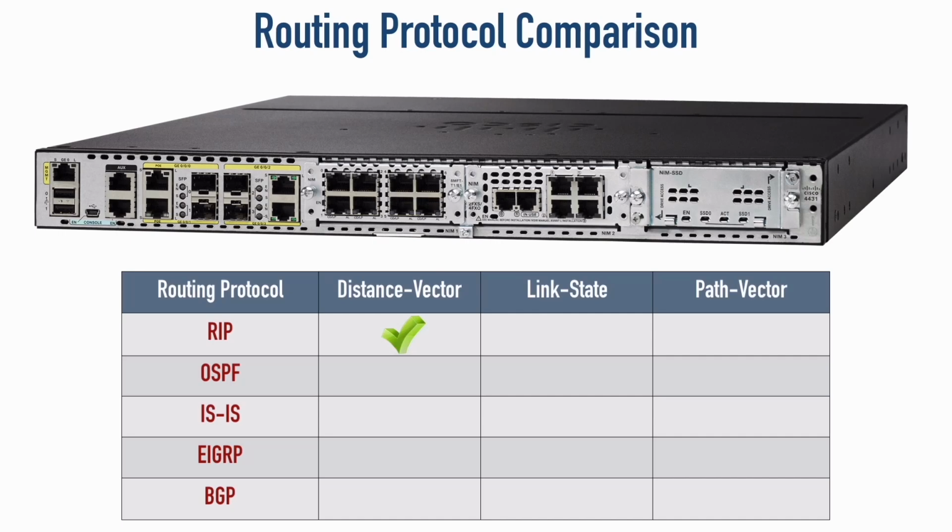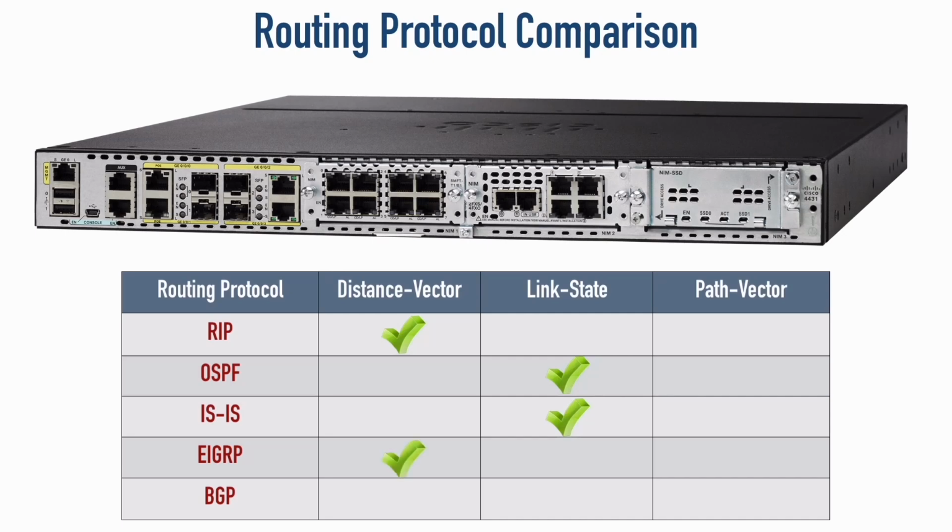Now, OSPF, the main focus of this Encore course, is a link state routing protocol. It's got a map of the entire topology. And IS-IS, Intermediate System to Intermediate System, that's also considered to be a link state routing protocol. And it also uses that Dijkstra algorithm. Now, EIGRP, that's what we're comparing OSPF with here in this video.